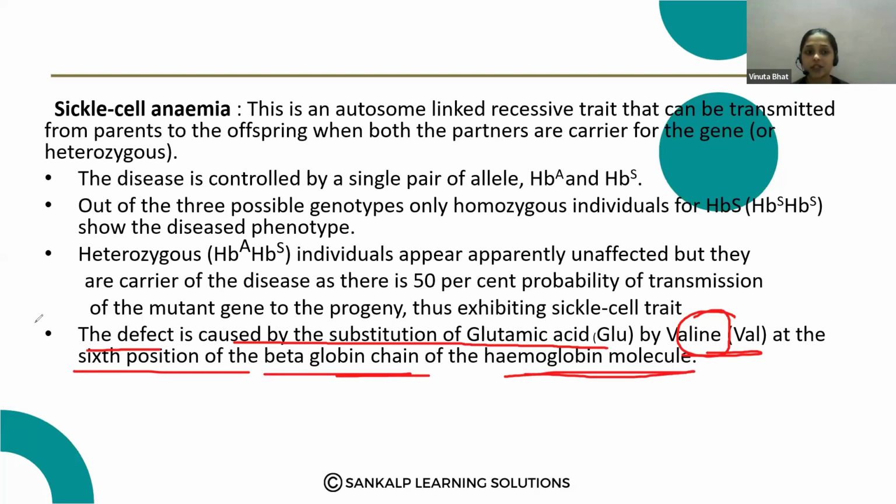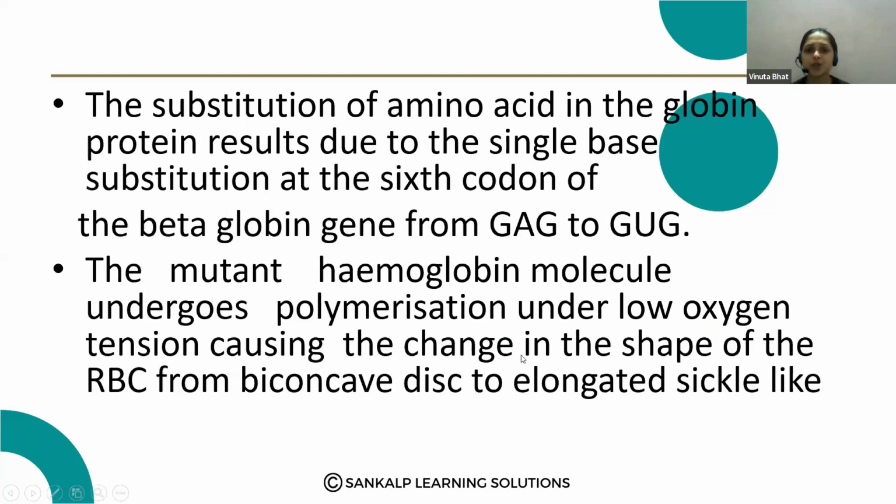Okay, so there is a change in the glutamic acid. So the substitution of the amino acid in the globin protein results due to the single base substitution at the 6th codon. The 6th codon in the beta globin chain, GAG, becomes GUG, isn't it?